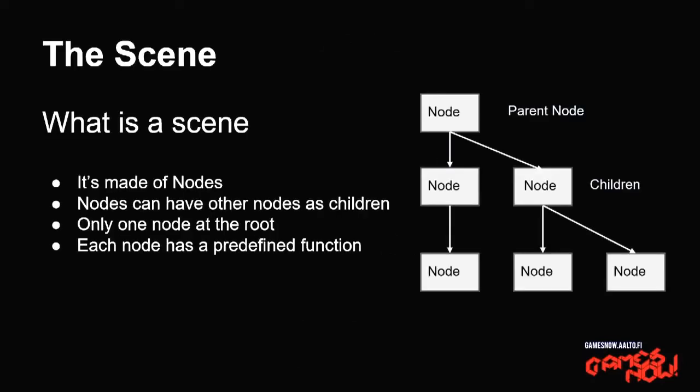So Godot uses what we call a scene. A scene is basically a tree of nodes. Each node has other nodes as children. It's like a little tree. Any node can have other nodes as children. There's always one root of the whole scene tree, and every node has a function, something they do specifically, right?